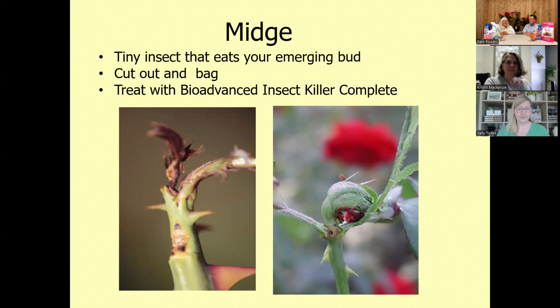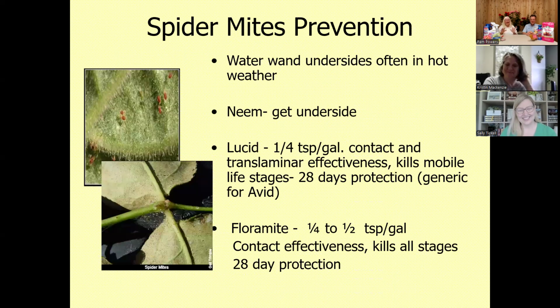Yes, yes. It's really sad seeing a garden with 150 rose bushes completely affected by midge. But if you can get ahead of it, you can control it much better. And the Bio-Advanced Insect Killer Complete is the way to go. Thanks for your public service announcement. I hope people on the call don't have midge, but if you do get it and you see it on one of your rose bushes, you want to act very quickly to prevent the spread.